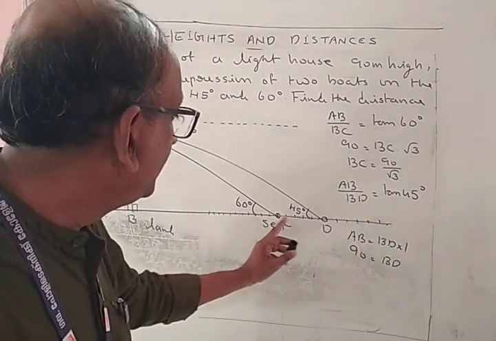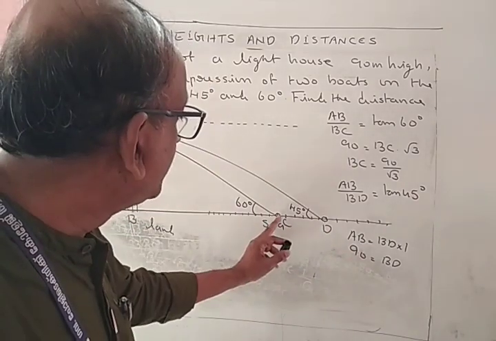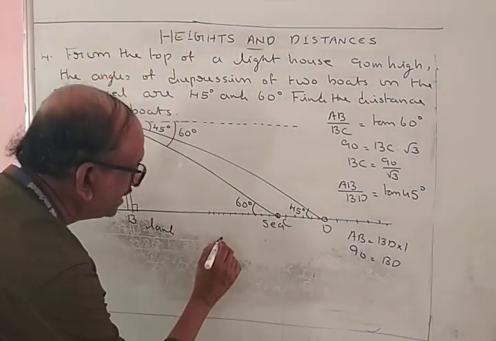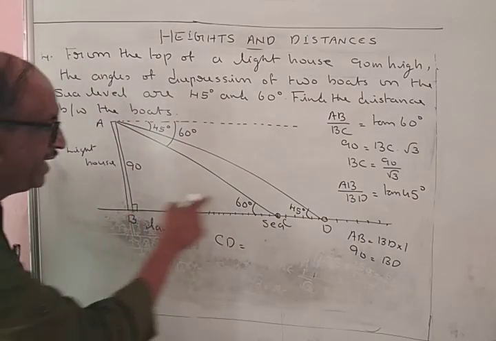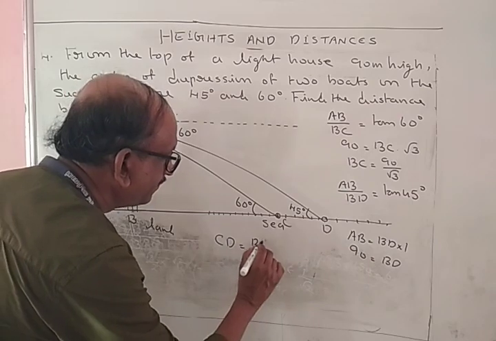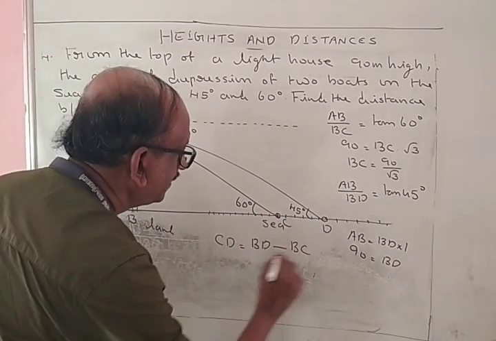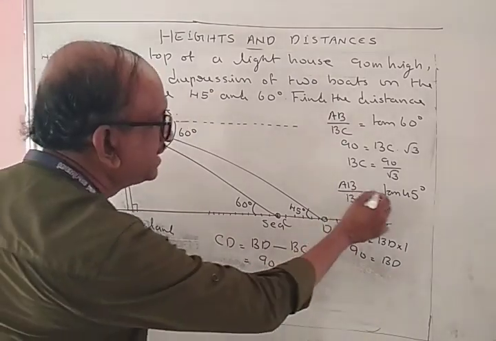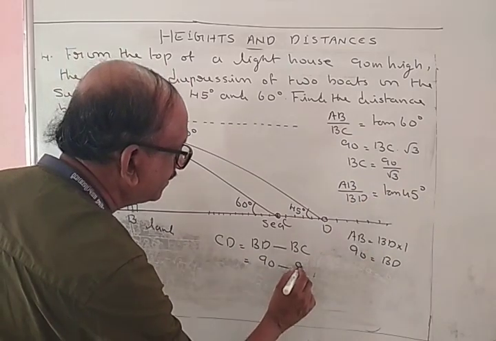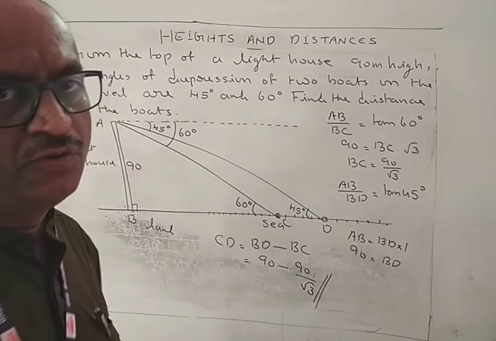Our aim is to find the distance between the two boats. Here C and D are the boats. Therefore, the distance between C and D is CD. CD is equal to BD minus BC. BD 90 minus BC 90 by root 3. This is the distance between the two boats.